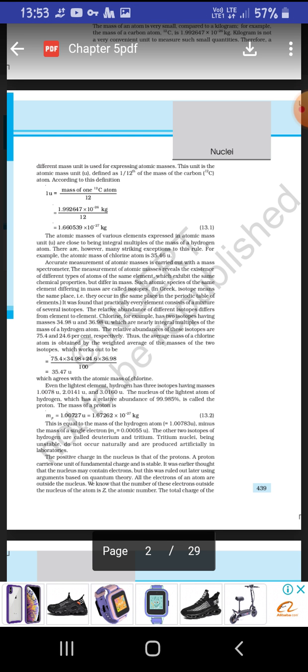Here they have given a sum: two isotopes having masses 39.98 and 36.98 with abundances of 75.4% and 24.6%. We have to find the average mass of the two isotopes. Let us do the multiplication of the first two and then add. Therefore we get 34.47 u.